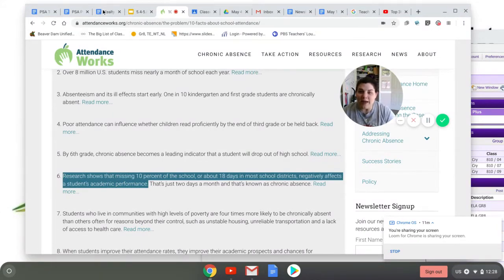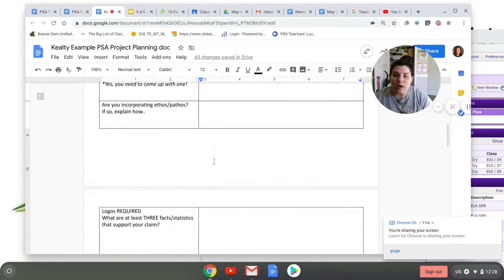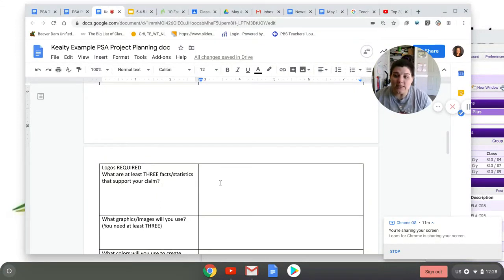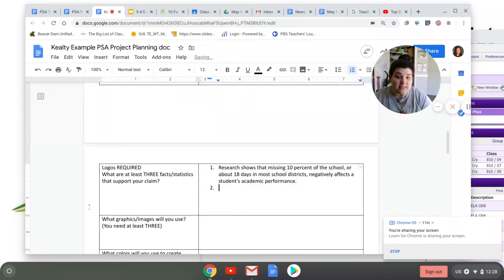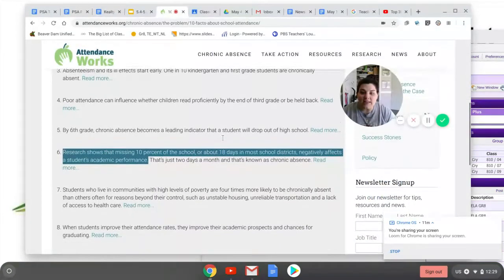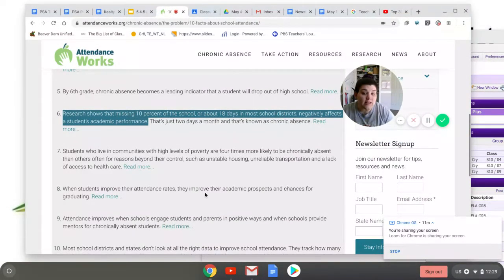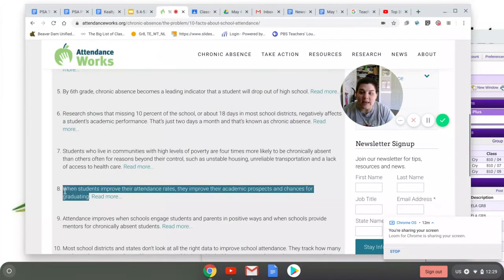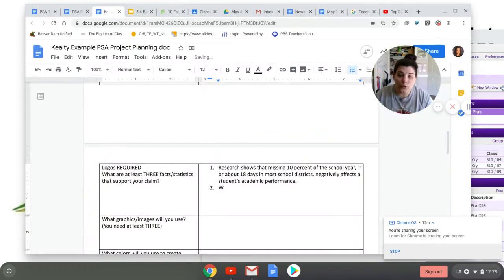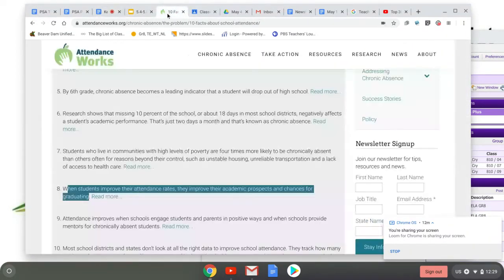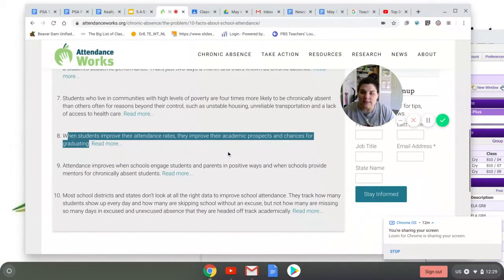Research shows, and I'm going to go back to my document and see where I have some space. So logos. What are at least three facts or statistics to support your claim? Here's one. Research shows that missing 10% of the school, I think this should say of the school year, or about 18 days in most school districts, negatively affects a student's academic performance. Man, I cannot read today. So let's look at another one. When students improve their attendance rate, they improve their academic prospects and chances for graduating. I'm going to highlight that. So that means students who participate in online learning are more likely to graduate from high school. Makes sense to me. You're more likely to graduate if you actually attend classes. Let's see.